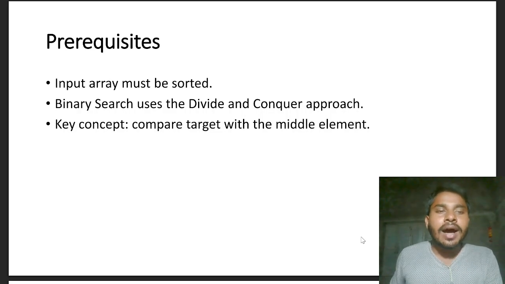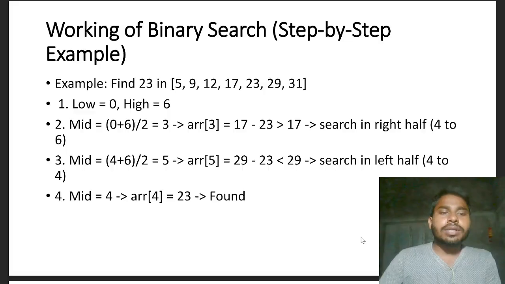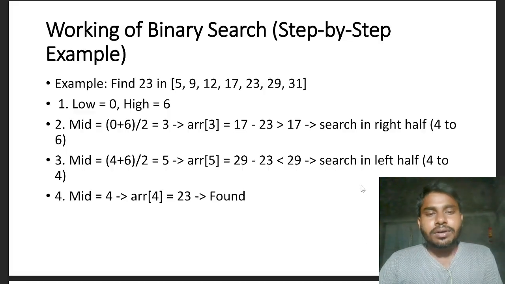Let's understand how it happens, step by step, with one example. There is a given array: 5, 9, 12, 17, 23, 29, and 31. The target value is 23, which we have to find in the given array. As the given array is sorted, we can implement binary search. The first step is to take two pointers, low and high.